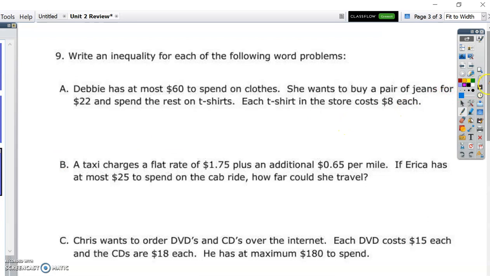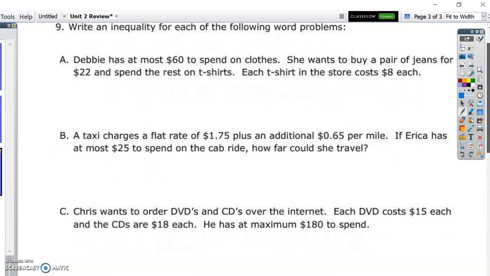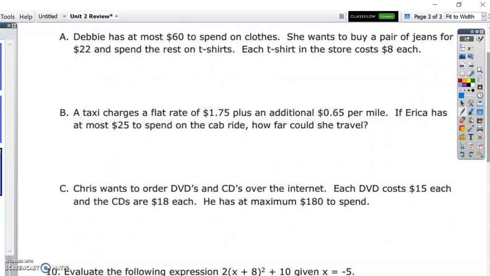Now we haven't really looked at any word problems for inequalities, but we are going to look at a couple of these. They're not hard. All right, so Debbie has at most $60. So if I gave you at most $60 to spend, that means I'm not going to give you more than $60, okay? So that's going to be less than or equal to.